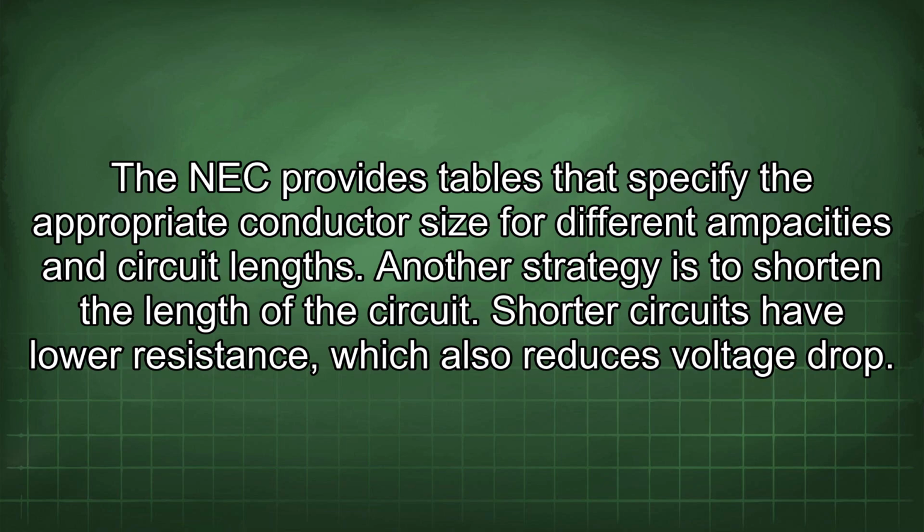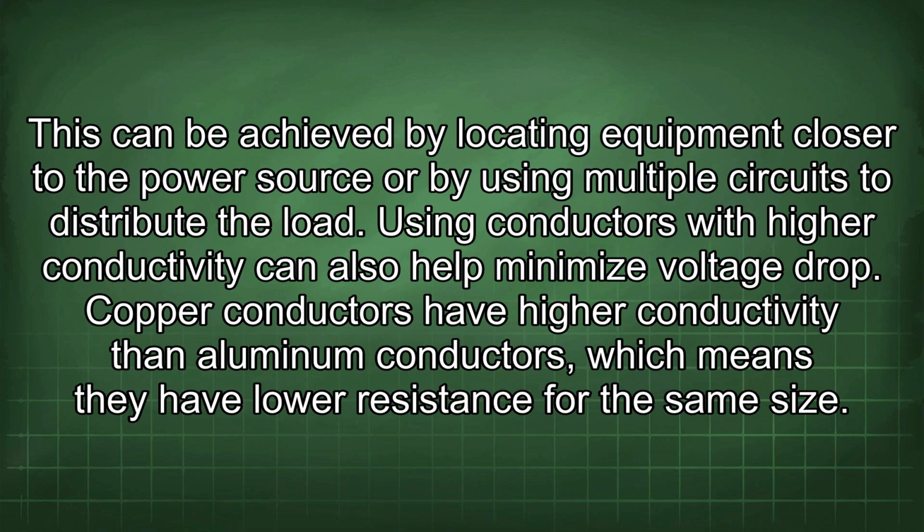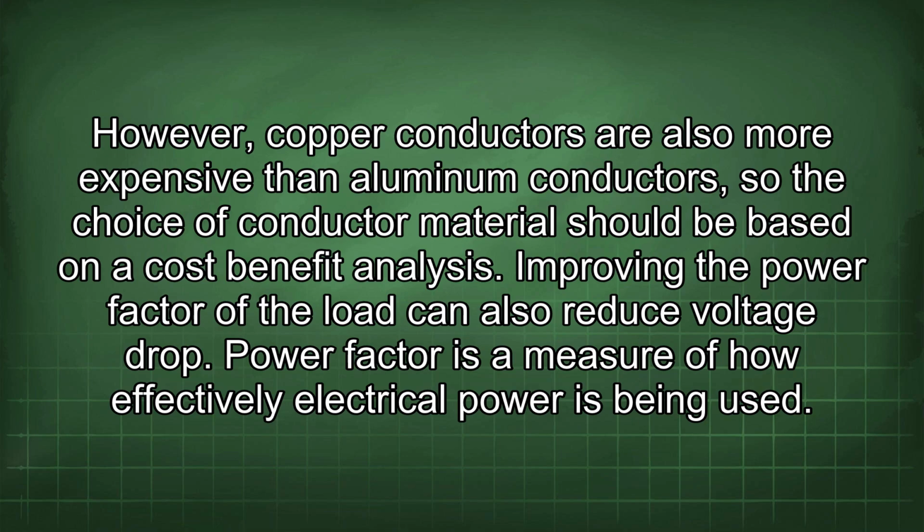Another strategy is to shorten the length of the circuit. Shorter circuits have lower resistance, which also reduces voltage drop. This can be achieved by locating equipment closer to the power source or by using multiple circuits to distribute the load. Using conductors with higher conductivity can also help minimize voltage drop. Copper conductors have higher conductivity than aluminum conductors, which means they have lower resistance for the same size. However, copper conductors are also more expensive than aluminum conductors, so the choice of conductor material should be based on a cost-benefit analysis.